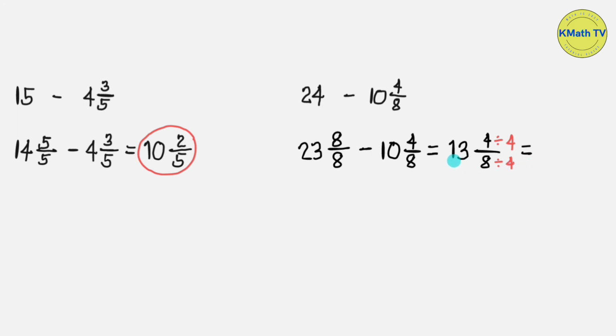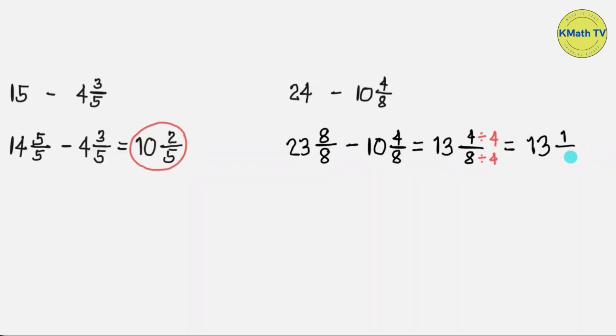Just copy the whole number 13. Then, divide the numerator. 4 divided by 4 equals 1. Divide also the denominator. 8 divided by 4 equals 2. The answer is 13 and 1/2.